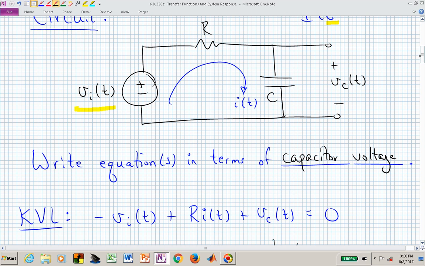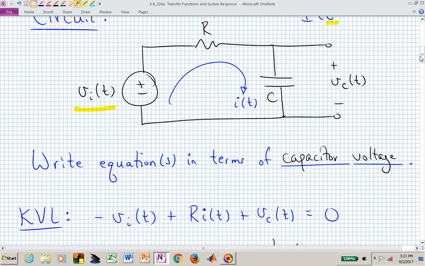Let's now write, suppose I know that when you're first learning circuit analysis, you really like to use mesh analysis. So suppose you do write KVL. Now you have minus V sub I plus the voltage dropped from left to right across that resistor, which is R i of t, plus V sub C of t.